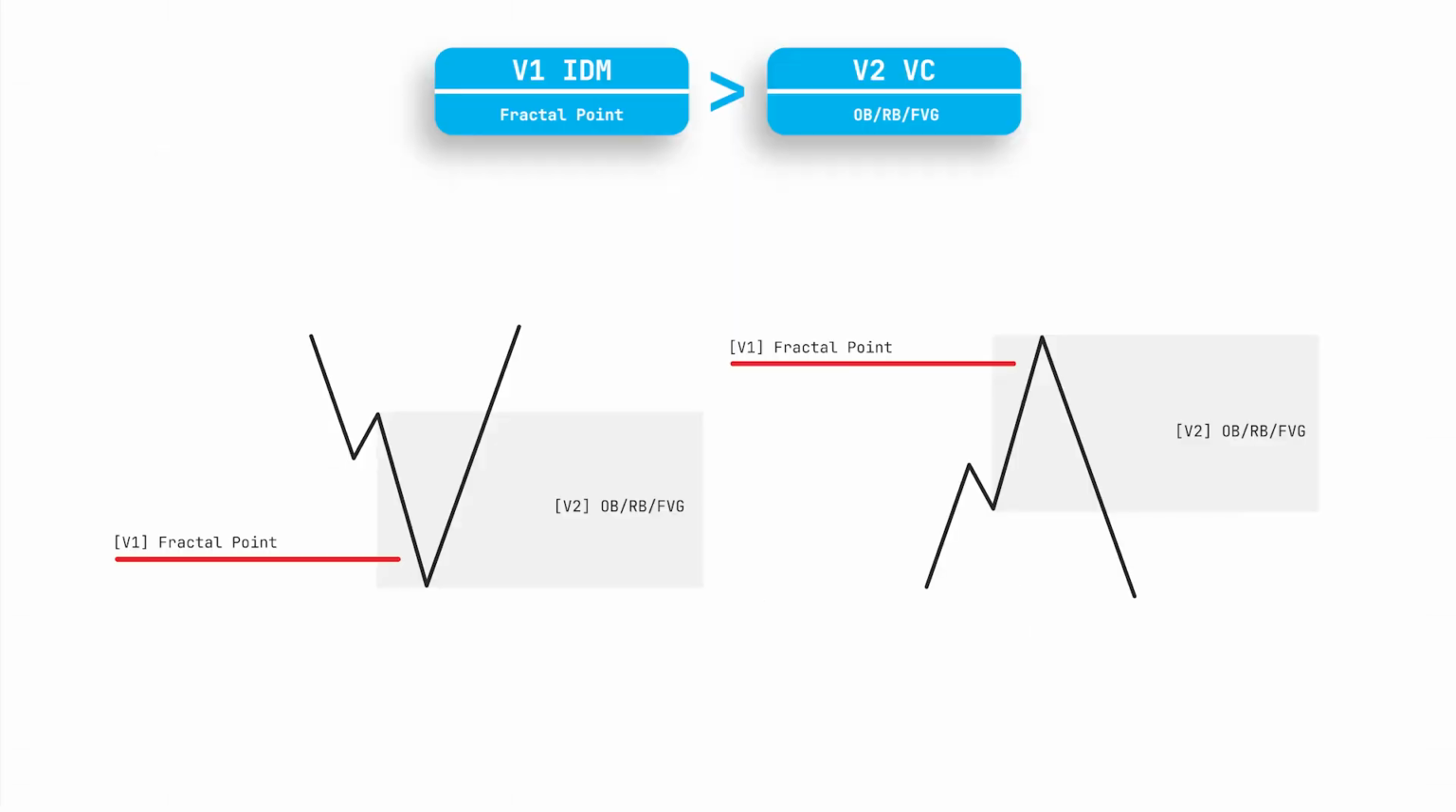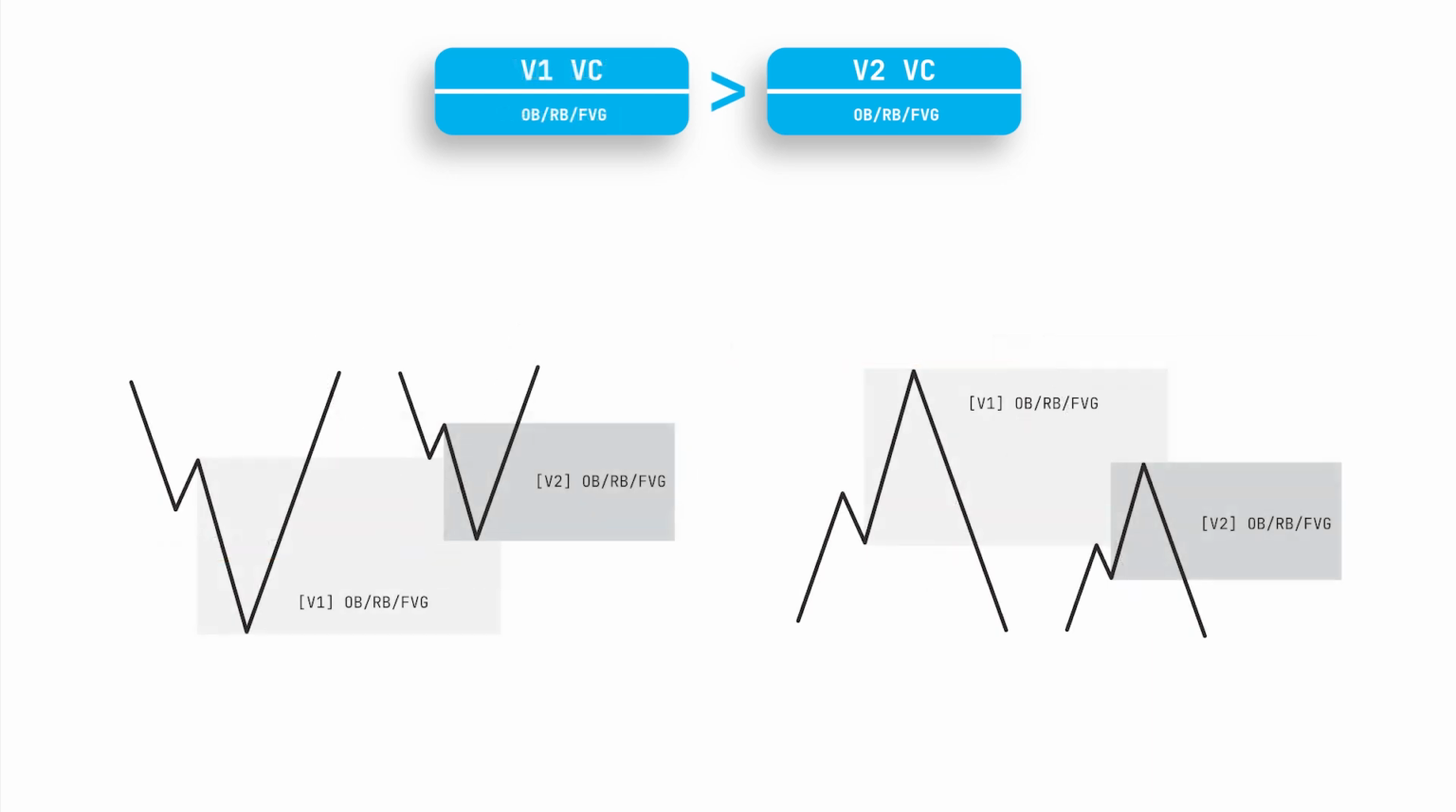Logical element number 1, V1 inducement greater than V2 volume confirmation. This means that if we have a fractal point and the price performs a liquidity raid, then forms an order block, rejection block, or fair value gap on a lower step in our timeframe system, this logical element confirms the volume in the market. For example, if the inducement is on the 4-hour timeframe, then logically, the volume confirmation will be on the 1-hour timeframe.